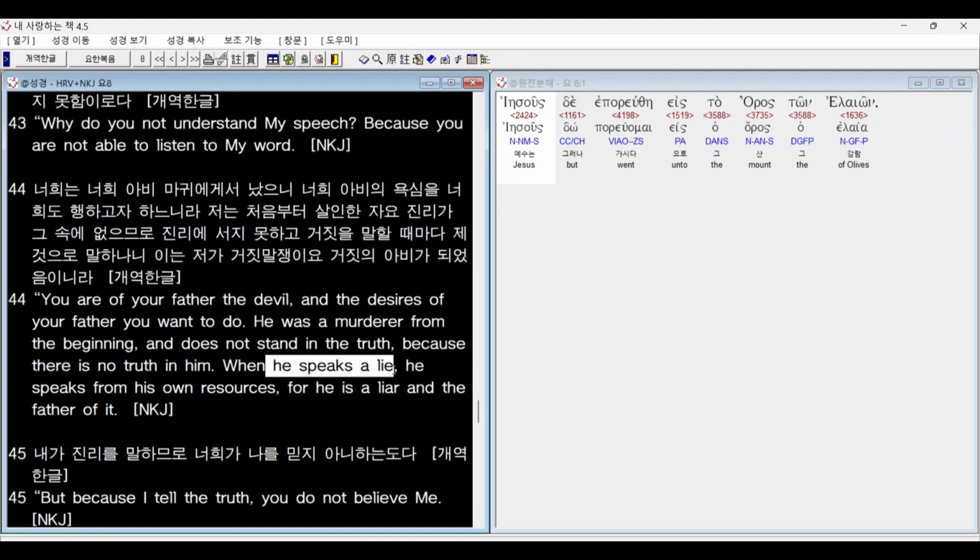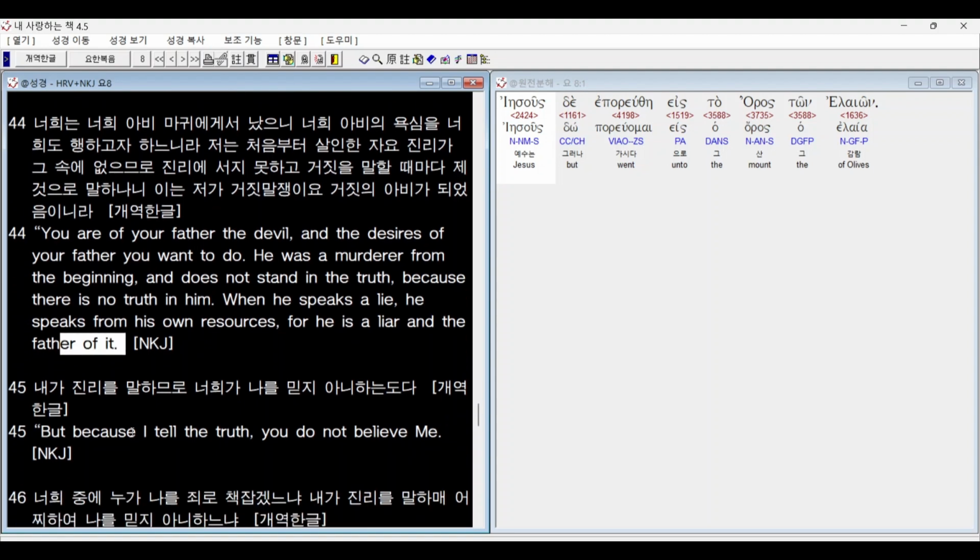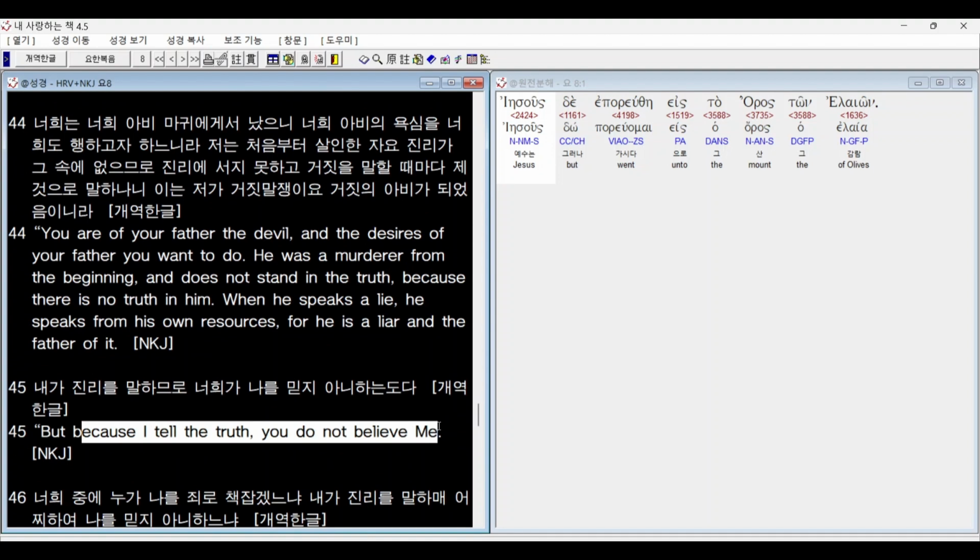When he speaks a lie, he speaks from his own resources. All different types of customs, rituals, religious ceremonies, those are the copy and shadow. He's a liar, the father of it. Because I tell the truth, you do not believe me.